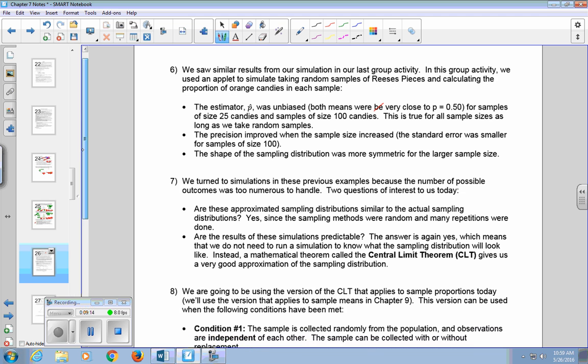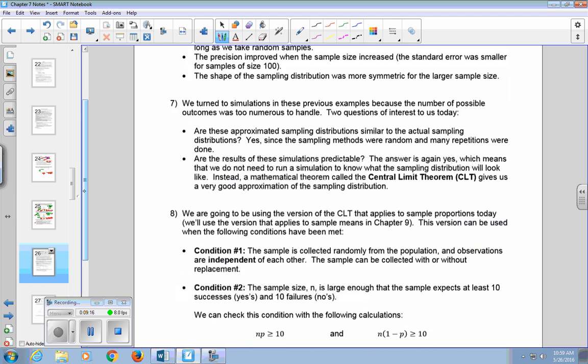Okay. Number 7, we turned to simulations in these previous examples because the number of possible outcomes was too numerous to handle. So 2 questions of interest to us today. Are these approximated sampling distributions similar to the actual sampling distributions? Answer is yes, since the sampling methods were random and many repetitions were done.